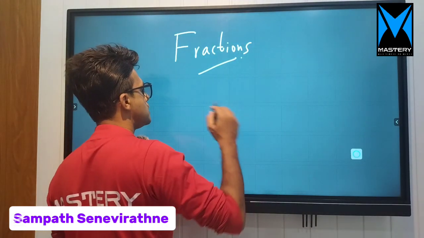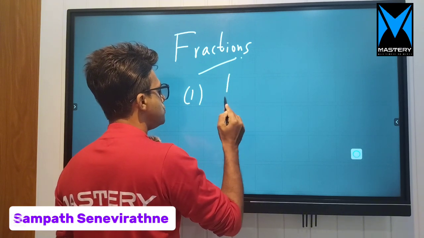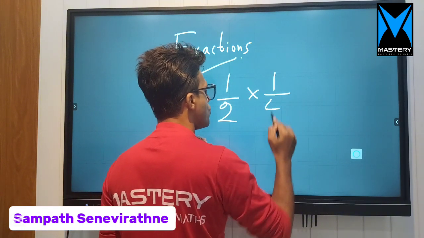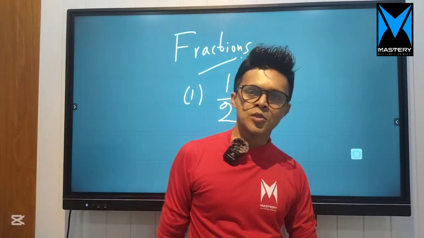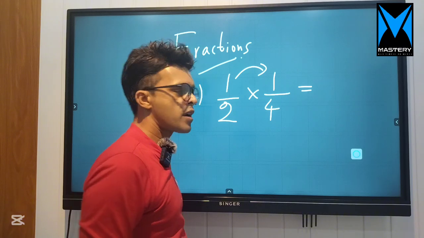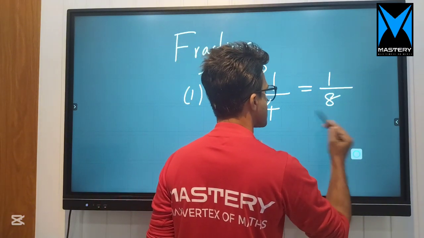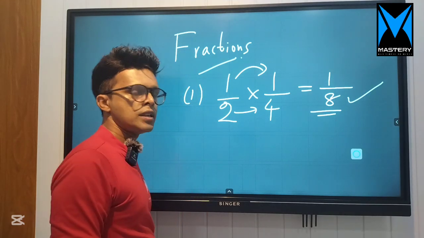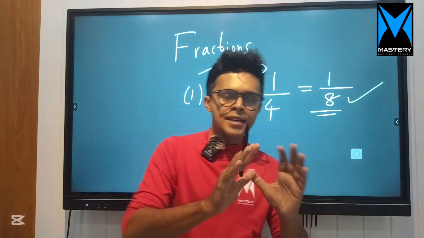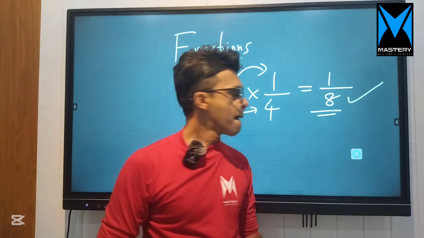Multiplication of fractions. How can you multiply a half by 1 over 4? Is it able to multiply this one? Yes, really. So 1 into 1, what is 1 into 1? It is 1. Then 2 times 4 is 8. The answer is 1 over 8. Think of this one. You are able to multiply numerator values and denominator values separately.